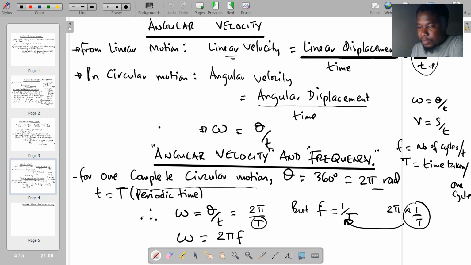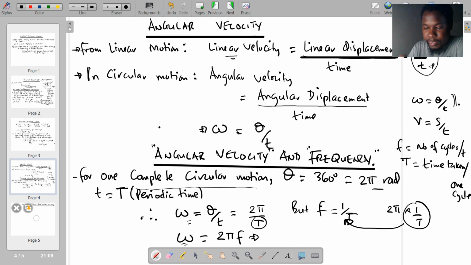So let's dive right into it. We're continuing from where we stopped. Last time we were talking about the relationship between angular velocity and frequency. We introduced the topic, and this is where we stopped. Angular velocity, which is omega, is equal to 2 pi times the frequency. And this came from the formula that we discovered, that omega is equal to angular displacement over time. And linear velocity, as we know from linear motion, is displacement over time.